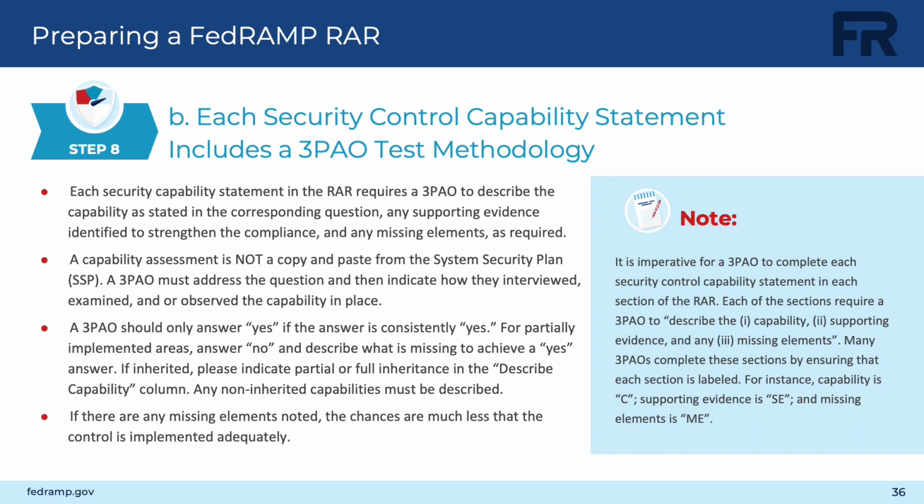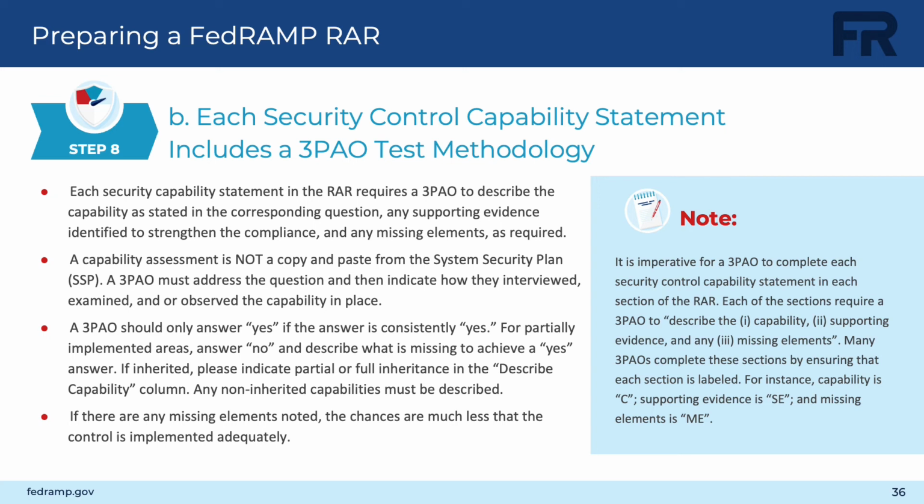For instance, one of the capabilities questions is, does the system protect audit information from unauthorized access, modification, and deletion? In order to answer this appropriately in the capability, or C column, the 3PAO would turn the question into a statement such as, the system does protect audit information from unauthorized access, modification, and deletion. But then the next few sentences should explain how this is accomplished. Then under the supporting evidence, or SE, portion of the cell, the 3PAO lists the artifacts of the testing that occurred.